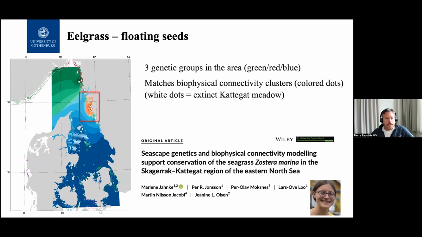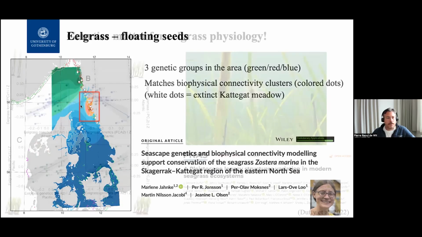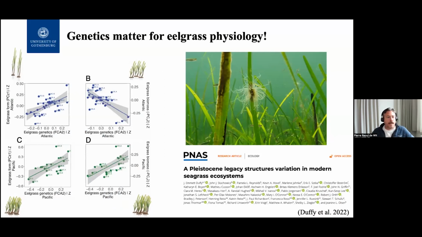Does it matter for the eelgrass that the genetics are different? It turns out that yes, also in eelgrass the genetics matter. Here is a recent study by Duffy et al. where they looked at genetics compared to physiology, and they saw strong correlations. On the x-axis is genetics, a multidimensional summary of all the genetic variation in the eelgrass, compared to physiology. On the y-axis we have how tall the leaves are. High up is very tall leaves, and low down is short leaves.